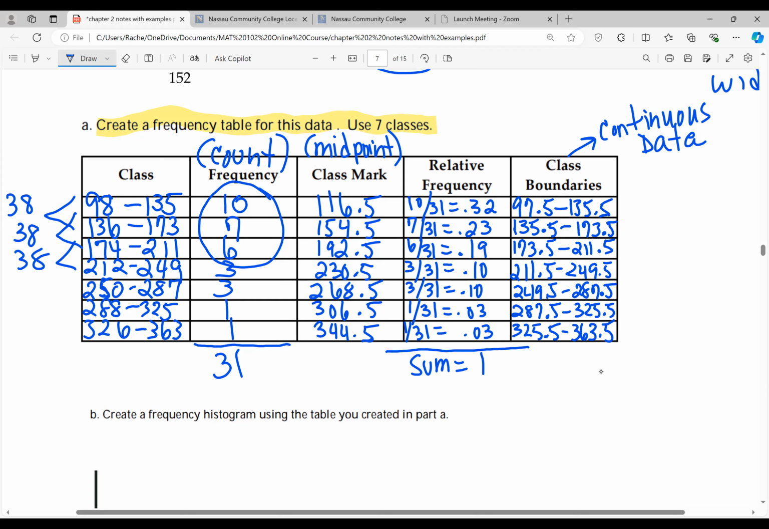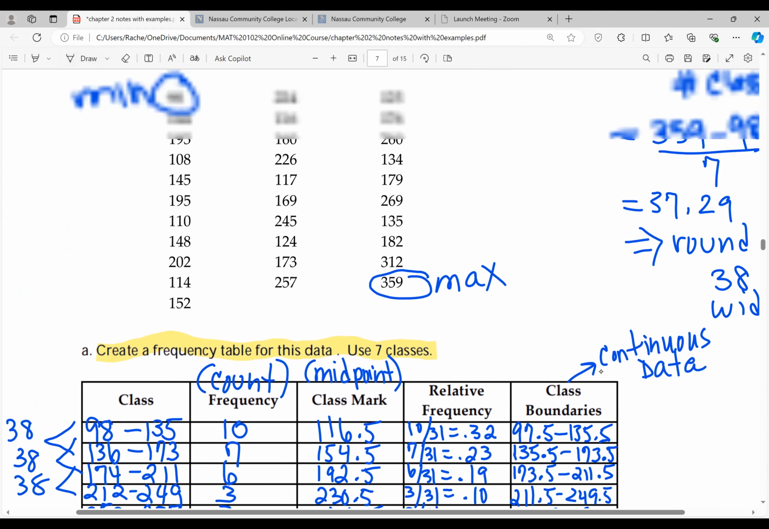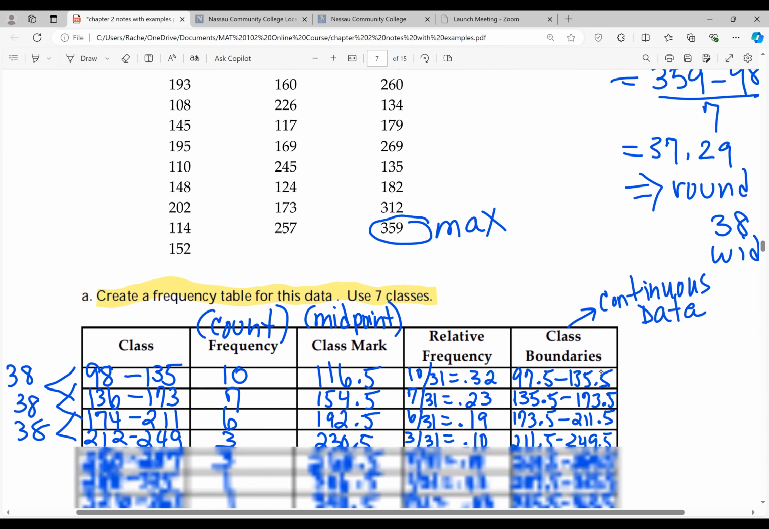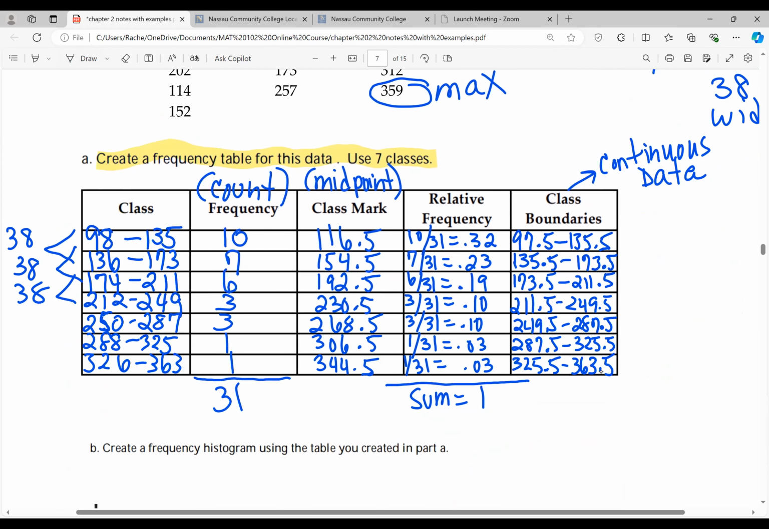We weren't able to tell that when we were just looking at that raw data set, right? We weren't able to say, oh, bears tend to weigh on the lower end rather than in the higher weight classes. But now that we organized this data, we can start to say, you know what, it looks like these bears overall tend to be in the lower weight classes. There are not as many bears that fall in the heavier weight classes. We'll see this even further when we construct the histogram and then start talking about shape in the next video.